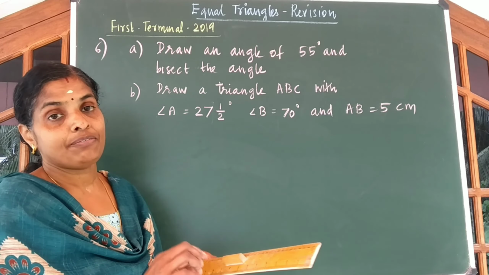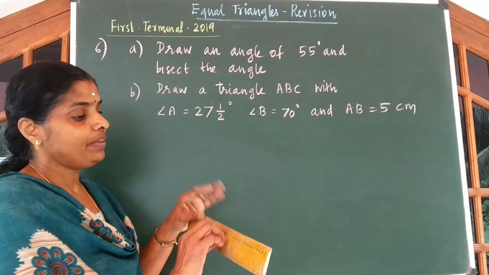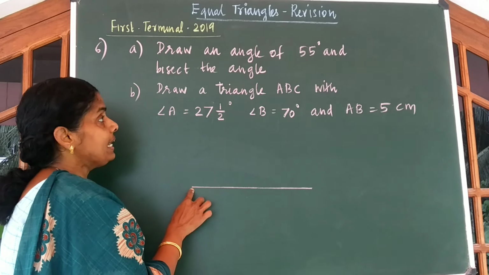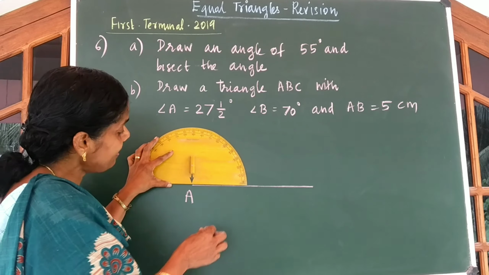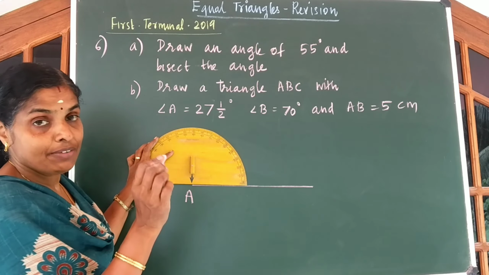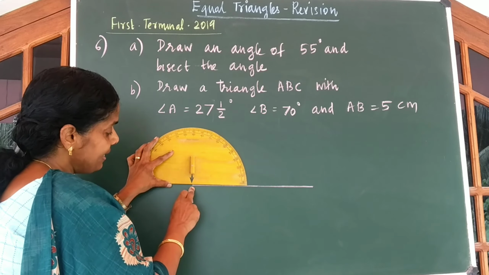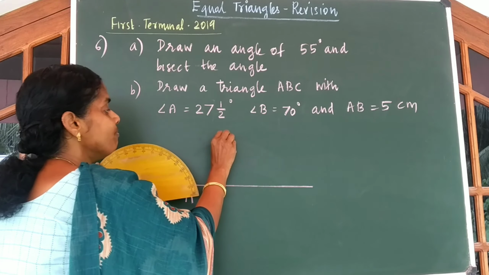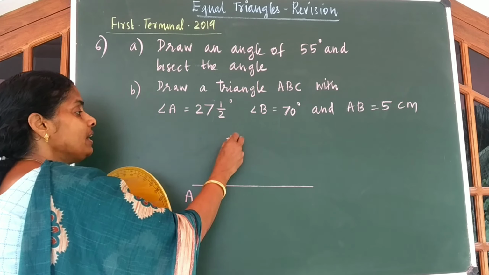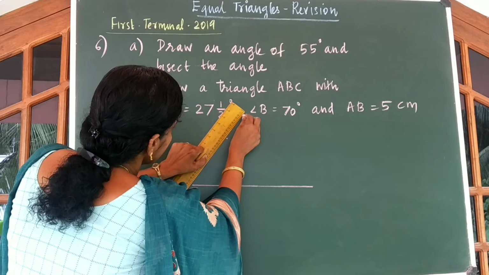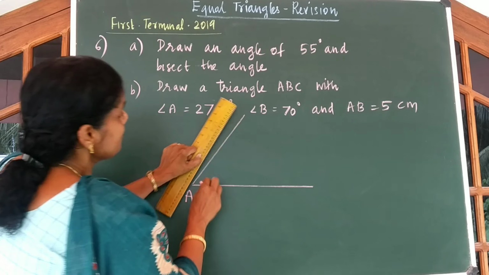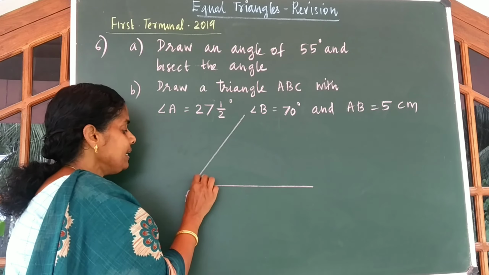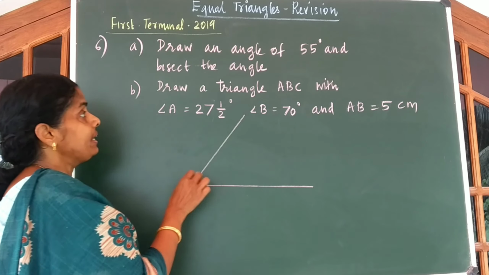So, first of all, draw a line of any measure. Now, I have to measure 55 degree at this point. Measure an angle of 55 degree using protractor. Keep your protractor at A. 55 degree. I have marked 55 degree. Now join it using scale. So now the angle is 55 degree. Angle A is equal to 55 degree.